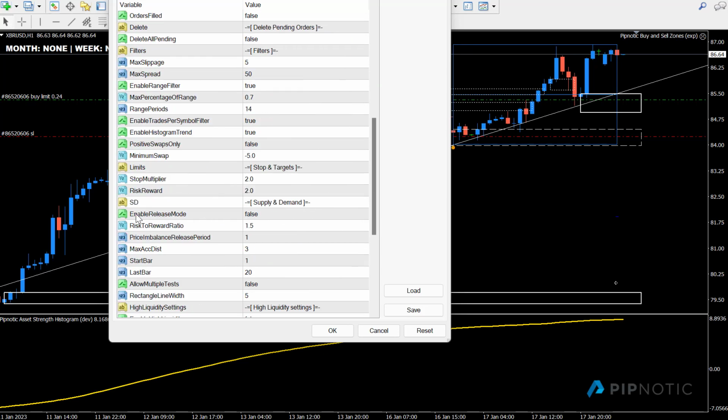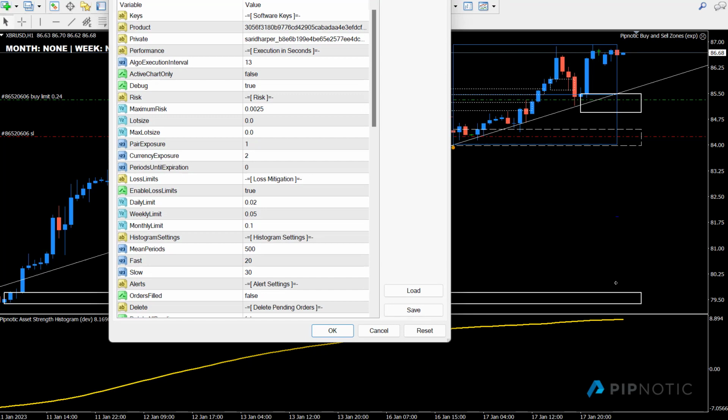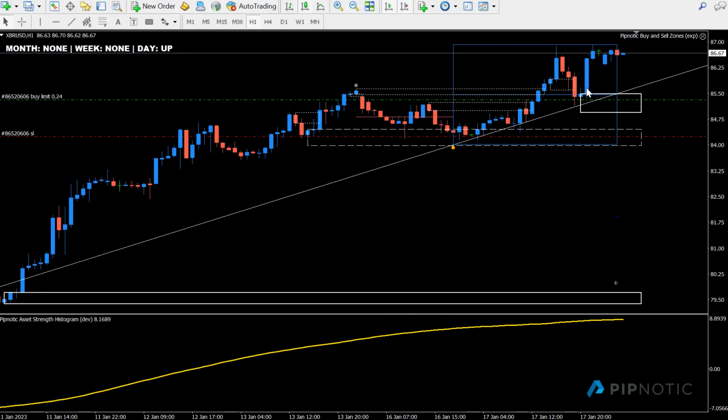Enable release mode. It's currently not in release mode. And release mode means it's putting limit orders to buy at demand and sell at supply. But when release mode is enabled, it will scan all of the assets that are in the market watch, and it's going to look for very specific patterns. And what it'll do, if we have a pattern like this, is wait for an area of supply or demand to be created. So if we look at this one here, it was created when this candle closed.